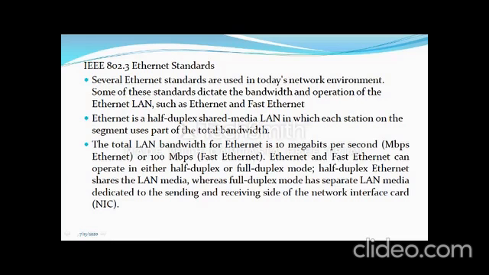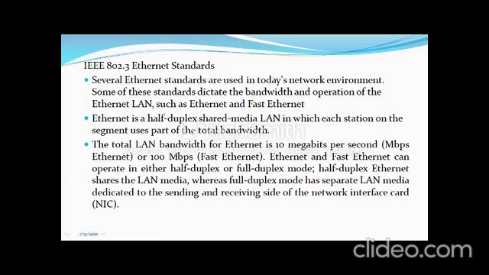Ethernet is a half duplex shared media LAN in which each station on the segment uses part of the total bandwidth. The total LAN bandwidth of Ethernet is 10 Mbps, which is Ethernet, and 100 Mbps, which is Fast Ethernet. Ethernet and Fast Ethernet can operate either in half duplex or full duplex mode.